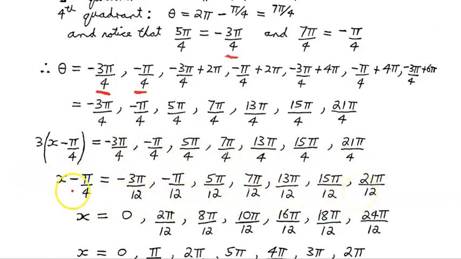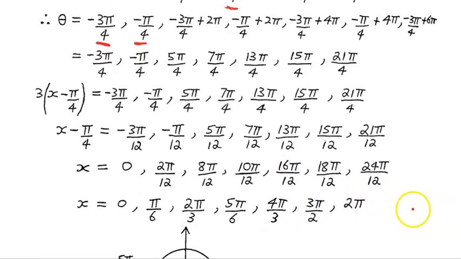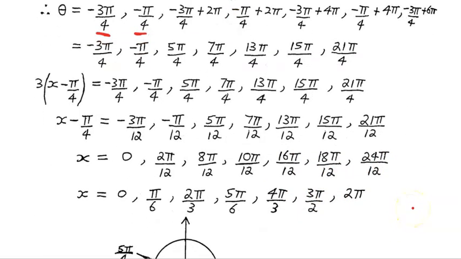Next thing we need to do is add pi on 4 to both sides. If I add pi on 4 here, this will bring me to 0. Pi on 4 here gives 2 pi on 12, 8 pi on 12, 10 pi on 12, 16 pi on 12, 18 pi on 12, 24 pi on 12. Now if we simplify those, we're left with x equals 0, pi on 6, 2 pi on 3, 5 pi on 6, 4 pi on 3, 3 pi on 2, and 2 pi.